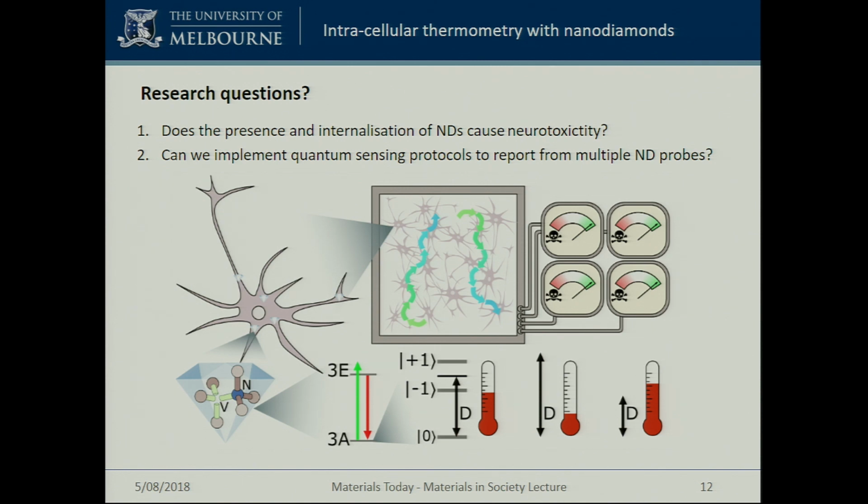But what we wanted to know was, does the presence of the diamond actually impact the function of the neuronal network? Because that's a key question. If you want to use these as a sensor, the sensor can't perturb the function of that network. And so that was the first question we were trying to answer.